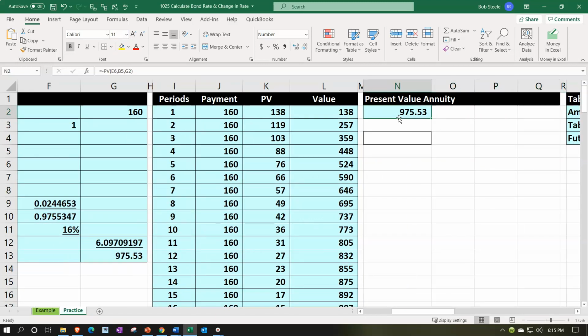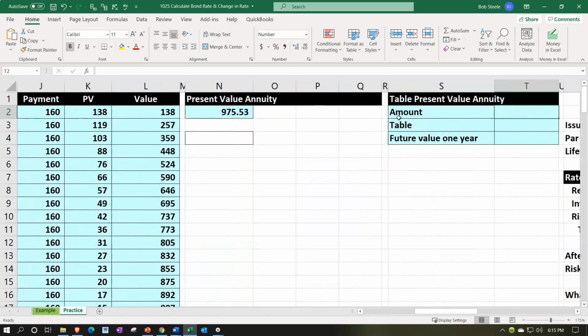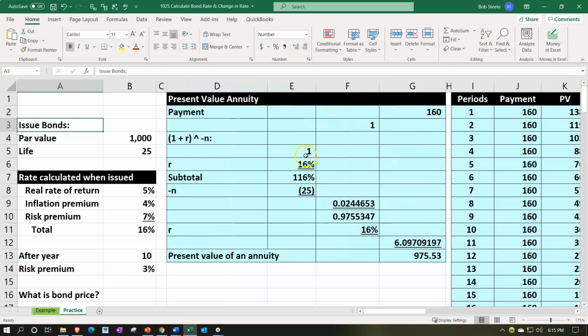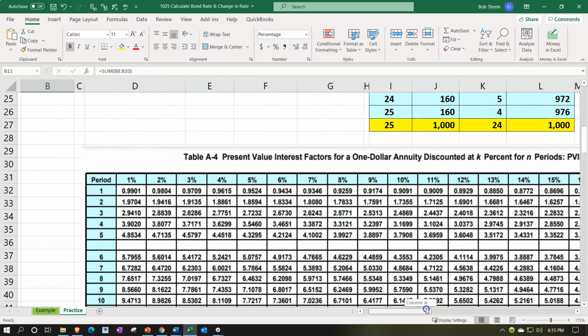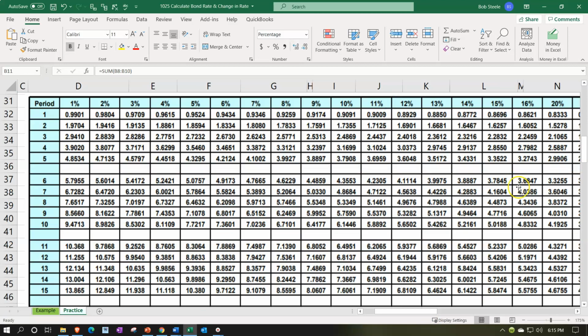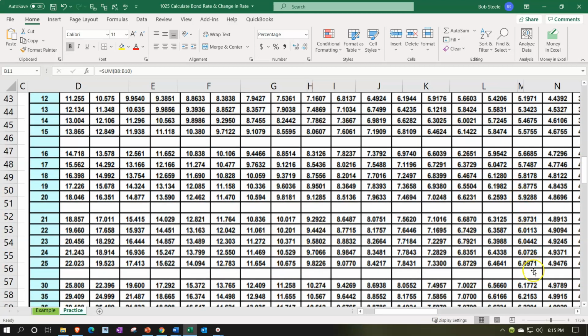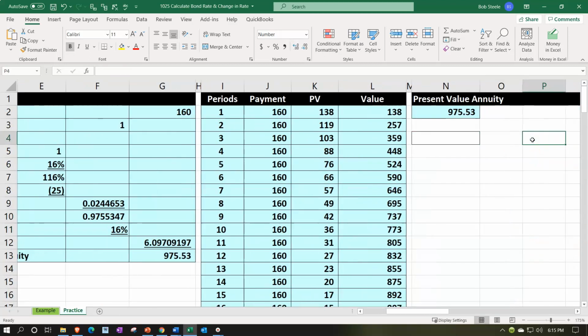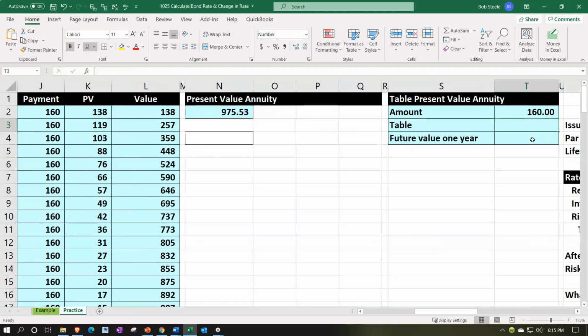Let's do this with the table. We want to get to this number again, the annuity portion. Table is going to be the 160, and then we'll look this up on the table, making sure we have the proper table, annuity table, present value, 16%, 25 payments. 16, 25. There's the 16, looking for the 25. There's the 25, that's going to be the 6.0971. And then we'll take the 160 times the 6.0971.